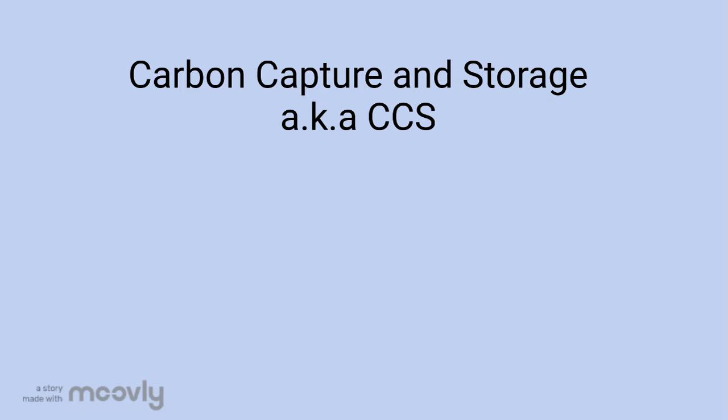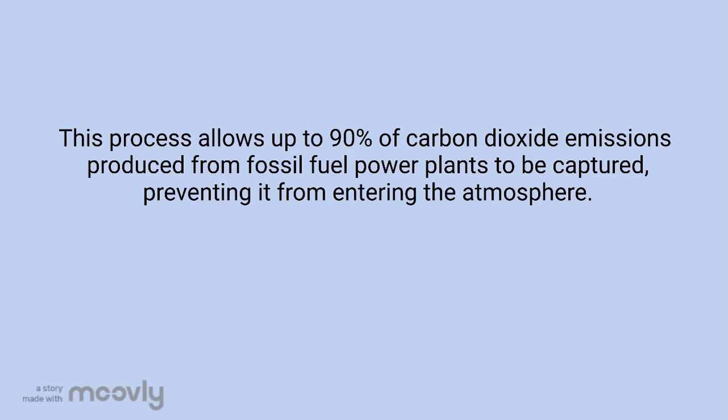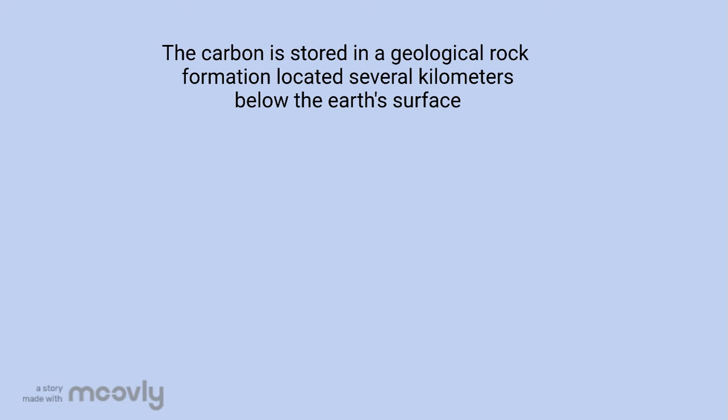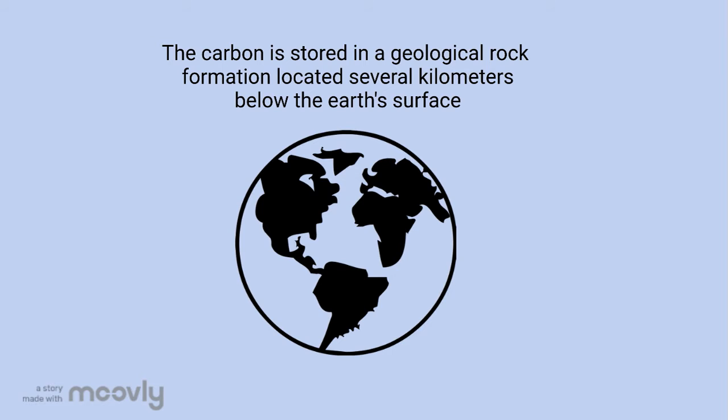A technology used to improve the efficiency of fuel power plants is what is called carbon capture and storage. This process allows up to 90% of carbon dioxide emissions produced from fossil fuel power plants to be captured, preventing it from entering the atmosphere. The carbon captured is stored in a geological rock formation located several kilometers below the Earth's surface.